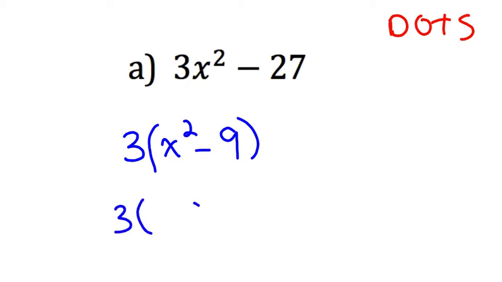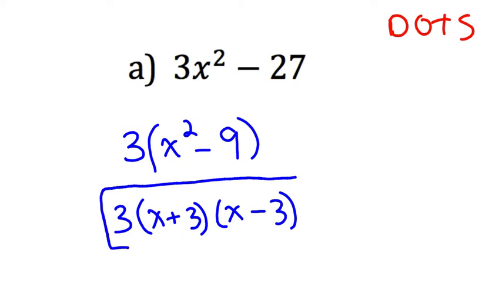And now I will do my two sets of parentheses. Okay, what times itself gives you x squared? That's x times x. What times itself is 9? That's 3 times 3. One is a plus, and one is a minus. There is your final answer. So, like I said, all we're doing here is taking two concepts that we already learned, the greatest common factor and the difference of two squares, and we're putting them together into one problem. All right, let's do another one.